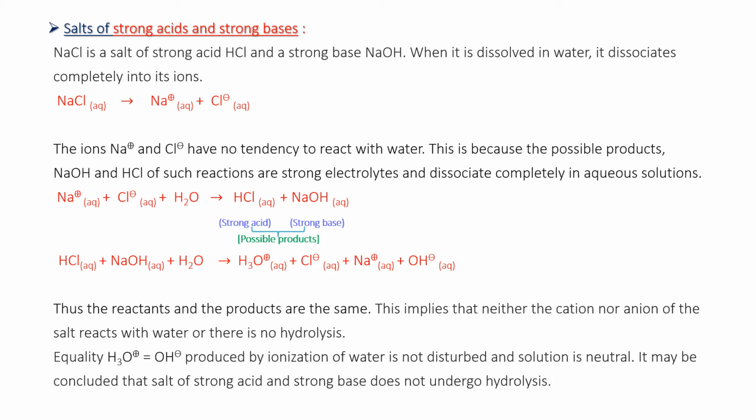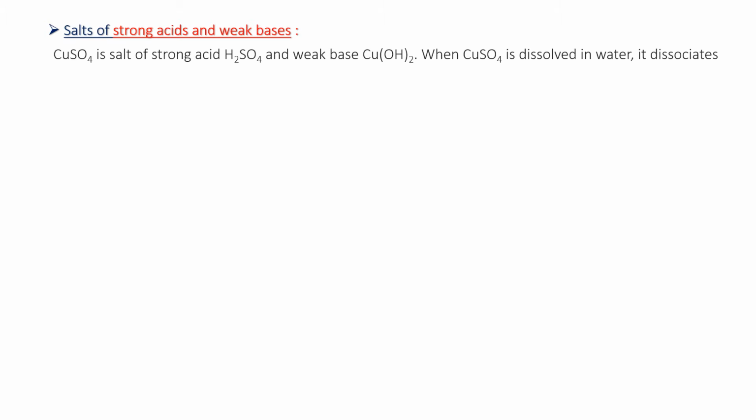and your solution becomes neutral. So it may be concluded that the salt of a strong acid and a strong base does not undergo hydrolysis. Now we see our next type of salt, that is the salt of a strong acid and a weak base. So for this we take an example of copper sulfate.